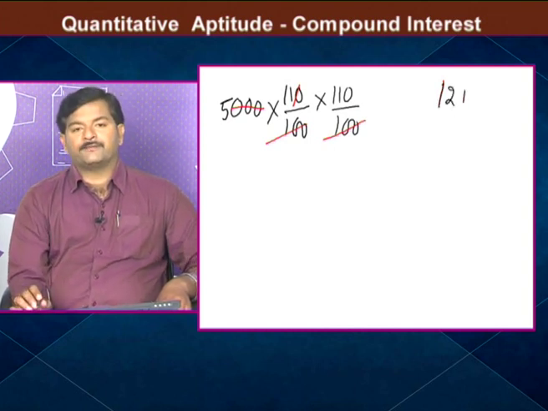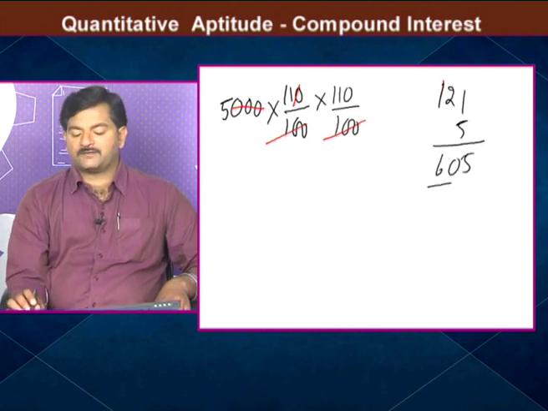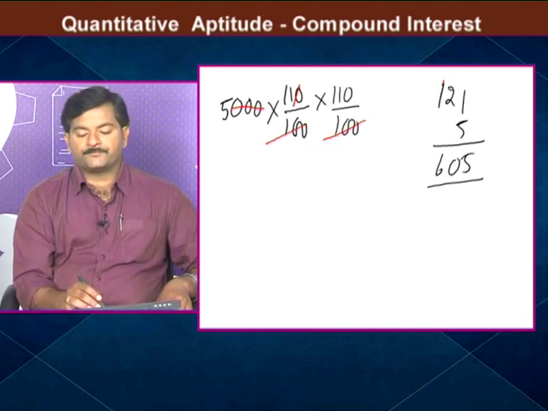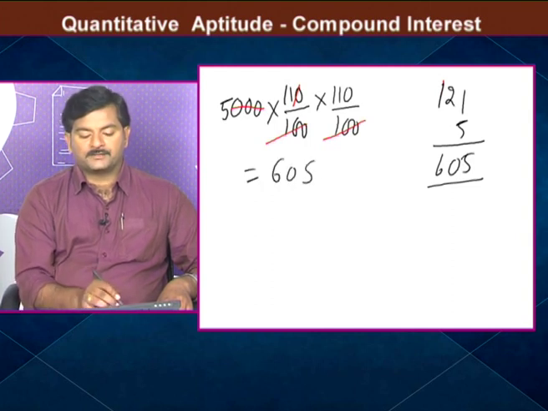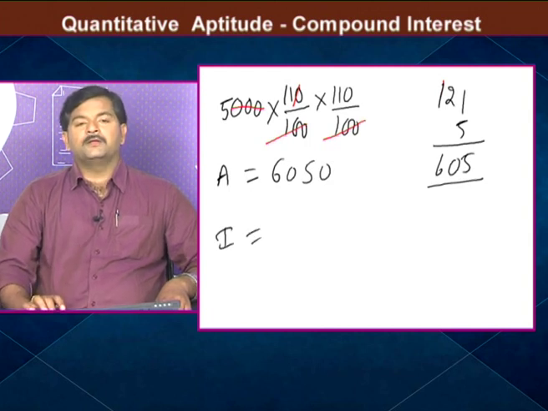So 11 11s are 121. This 121 you have to multiply with 5. So what am I getting? 605. Okay, so 605 and one more 0. What am I getting? 6050. 6050 is the amount.